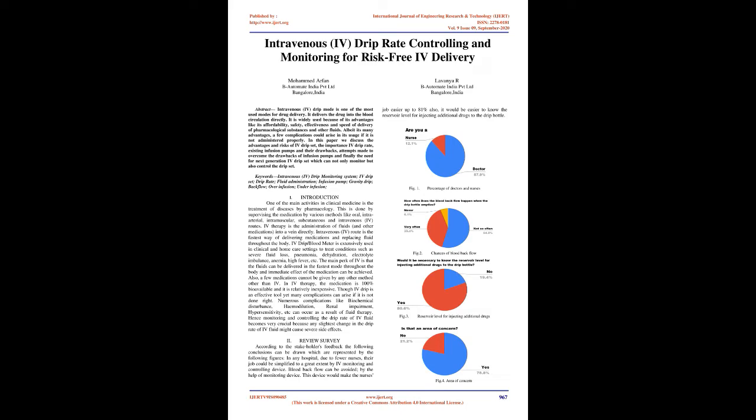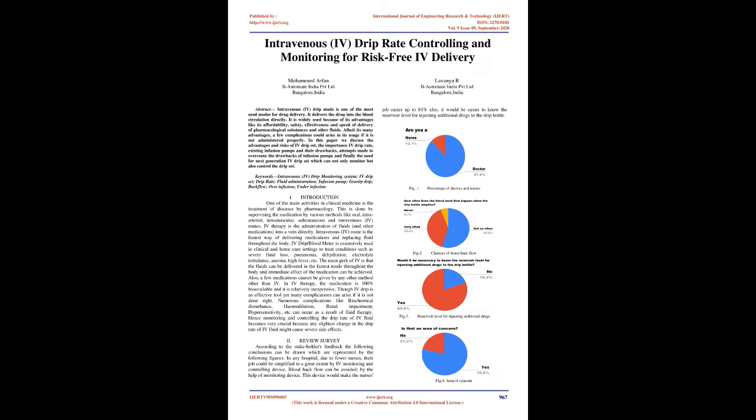In IV therapy, the medication is 100% bioavailable and it is relatively inexpensive. Though the IV drip is an effective tool, yet many complications can arise if it is not done right. Numerous complications like biochemical disturbance, hemodilution, renal impairment, hypersensitivity, etc. can occur as a result of fluid therapy. Hence monitoring and controlling the drip rate of IV fluid becomes very crucial because any slightest change in the drip rate of IV fluid might cause severe side effects.